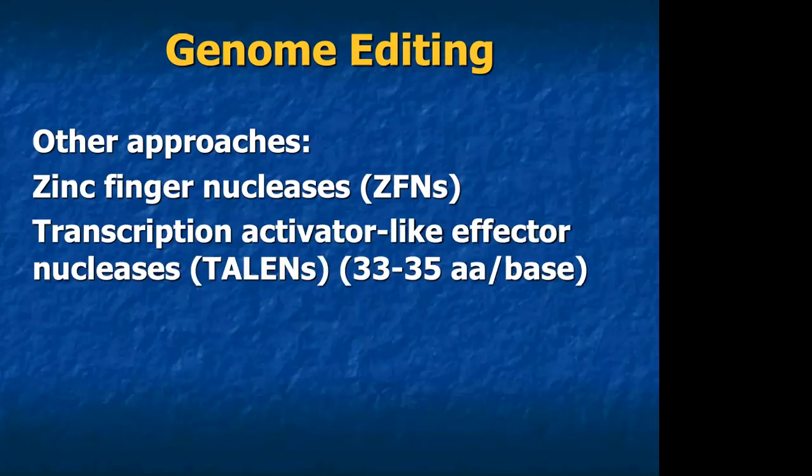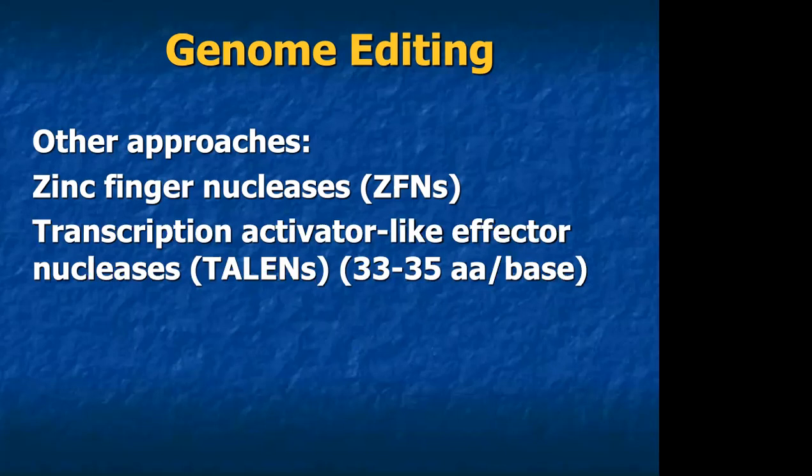TALENs, transcription activator-like effector nucleases, are also incredibly specific. It's a protein that recognizes a specific sequence of base pairs. The problem is that to recognize a single base, it takes 33 to 35 amino acids. So you end up with a relatively huge protein to recognize a relatively short sequence of DNA. But TALENs have been used.